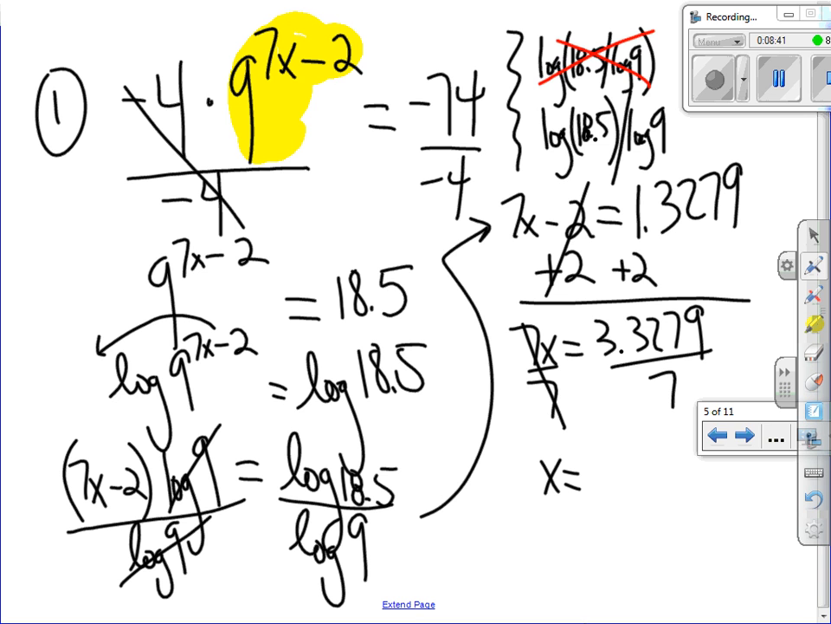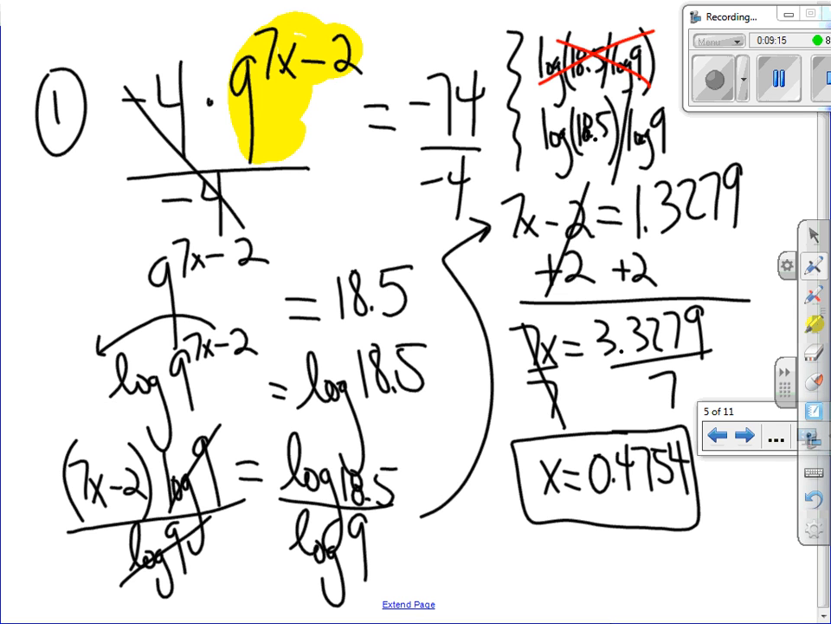Divide that by 7. And in the directions, it says to round to the nearest 10,000th. That means I want 4 numbers after the dot, following proper rounding rules. I get 0.4754. The 4 is going to stay the same at the end because 4's neighbor is a 1. If it's 1 through 4, we keep it the same. If it's 5 or more, we round up. Okay, final answer. There you have it.